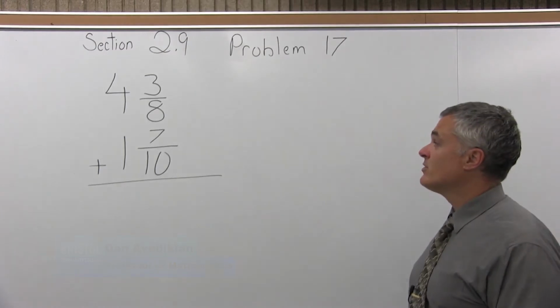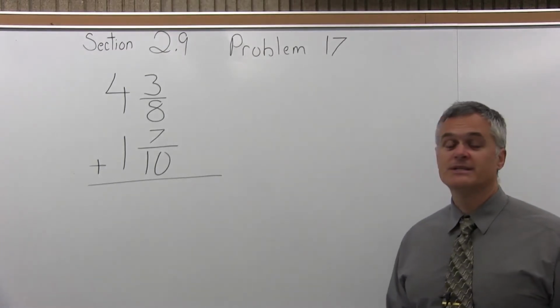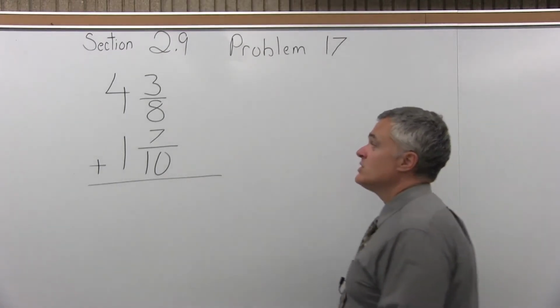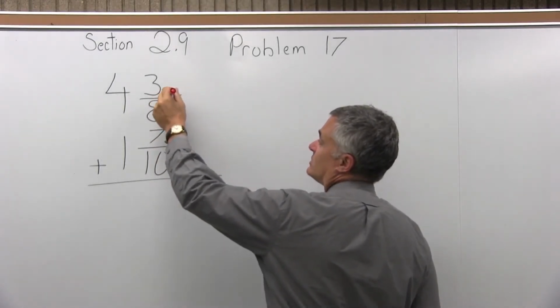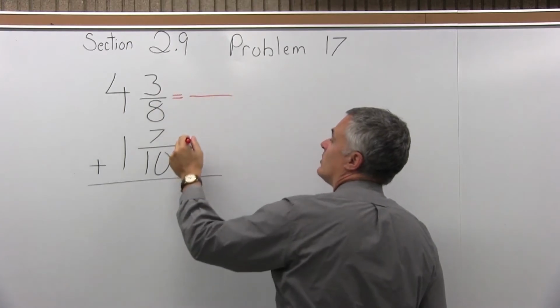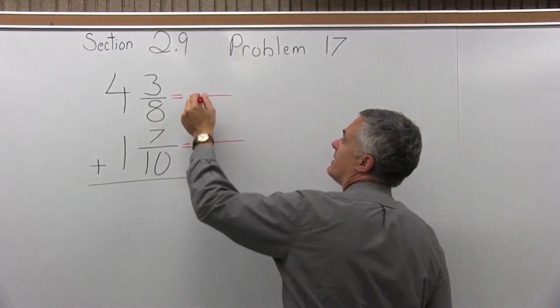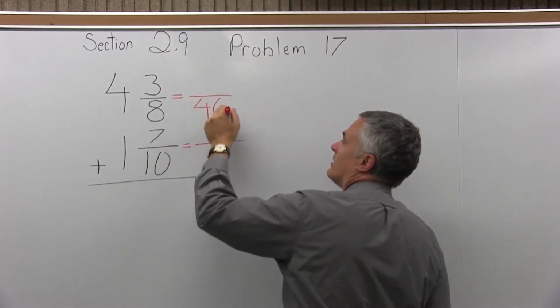We have 4 3/8 plus 1 7/10. So, in order to add these fractions, we need a common denominator for 8 and 10. Of course, 80 will work, but it's not really the best bet. A better common denominator is 40.